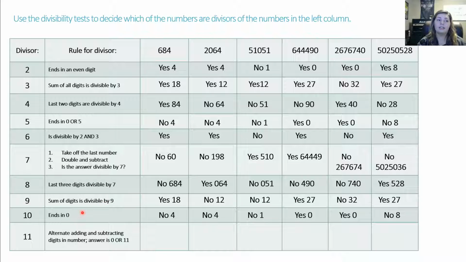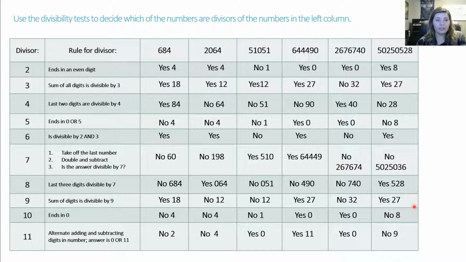10, the rule for 10 is if it ends in 0. Easy peasy. We've seen something very similar to this before. You can actually see that our yeses and nos are identical to 5. So no, no, no, yes, yes, and no.